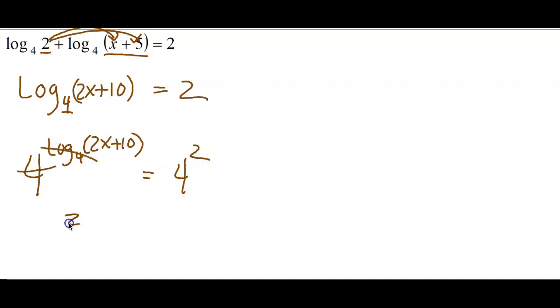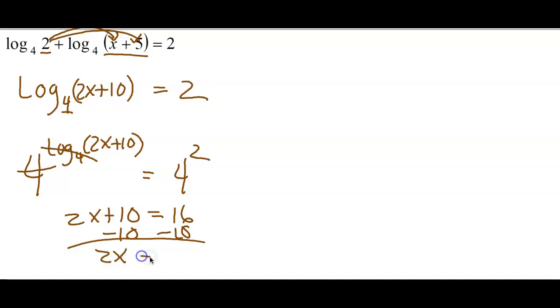These cancel. And we're pretty much home free after that. So dividing both sides by 2, we get x equals 3.